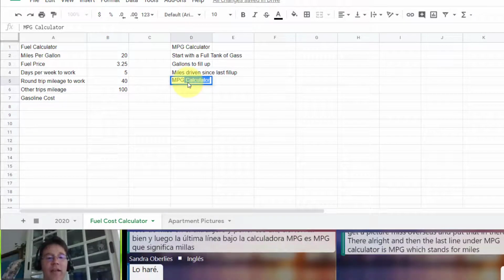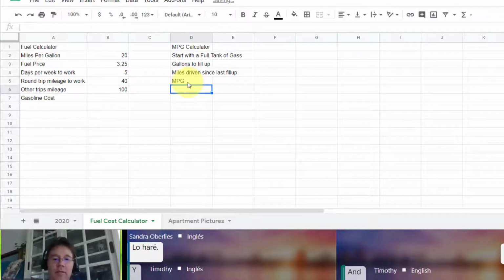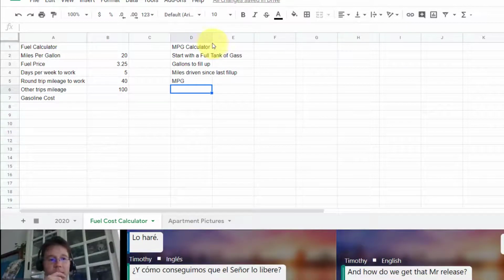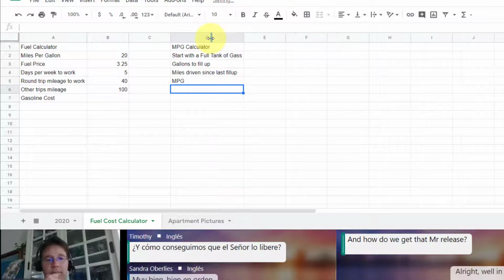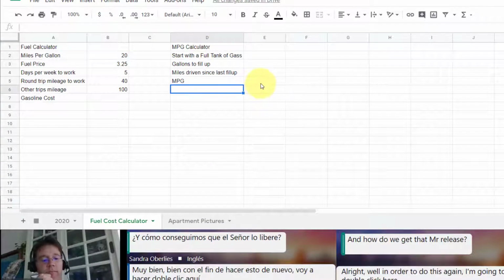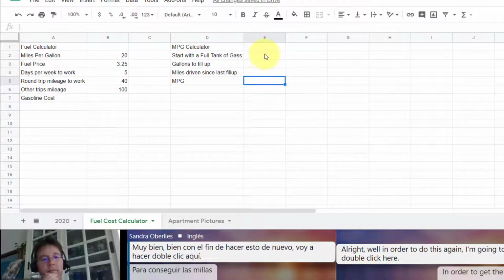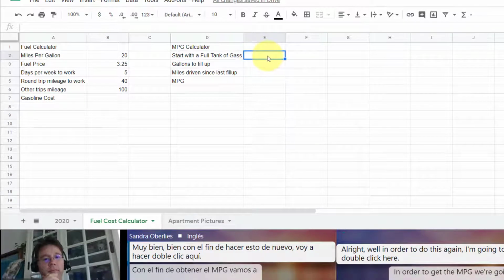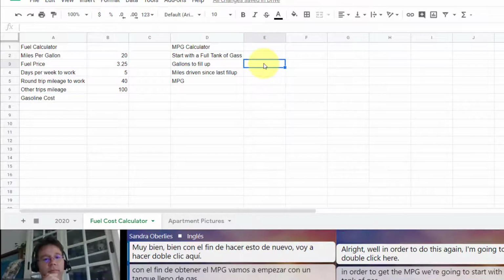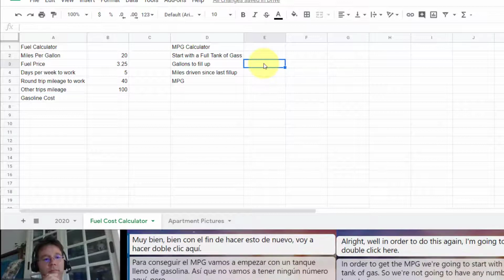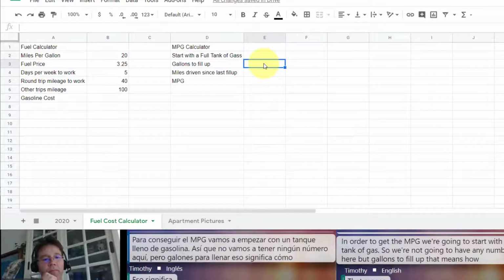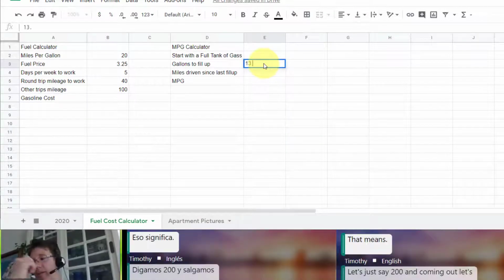And how do we get that, Ms. Overleaf? All right. Well, in order to do this, again, I'm going to double click here. In order to get the miles per gallon, we're going to start with a full tank of gas, so we're not going to have any numbers here. But gallons to fill up, that means how many gallons did I put in my car? Let's put 13.4 like we used in our example.